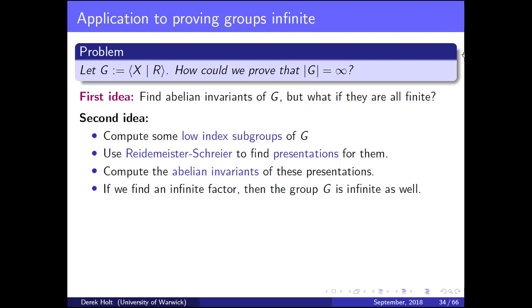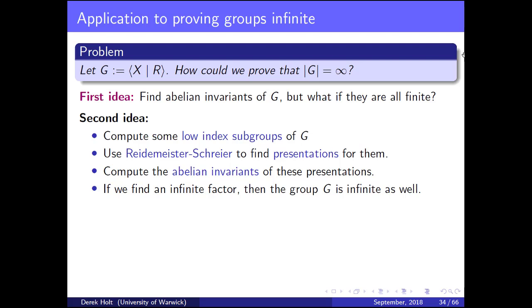So what do we do next? Well, we find some subgroups of low index, and obviously the low index subgroup algorithm is useful for that purpose. Sometimes there are other means of finding these nice subgroups of low index. Then you use the Reidemeister-Schreier on those to find presentations. Then you compute the abelian invariants of those presentations. If you've got an infinite subgroup, then the original group better have been infinite. So if you find a subgroup with an infinite abelian invariant, then you prove G is infinite. And this method has other applications. It's connected with this T conjecture or whatever it is. So it's got applications outside of it, in addition to the immediate aim of proving G infinite.